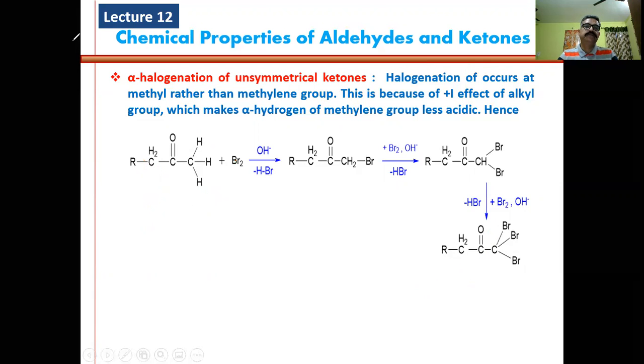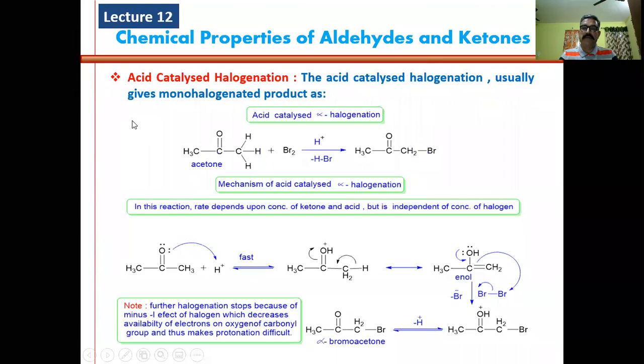Next, acid catalyzed halogenation. Acid catalyzed halogenation differs from base catalyzed halogenation in the respect that the halogenation in the acid catalyzed process stops at the monohalogenation stage. After monohalogenation, it stops.